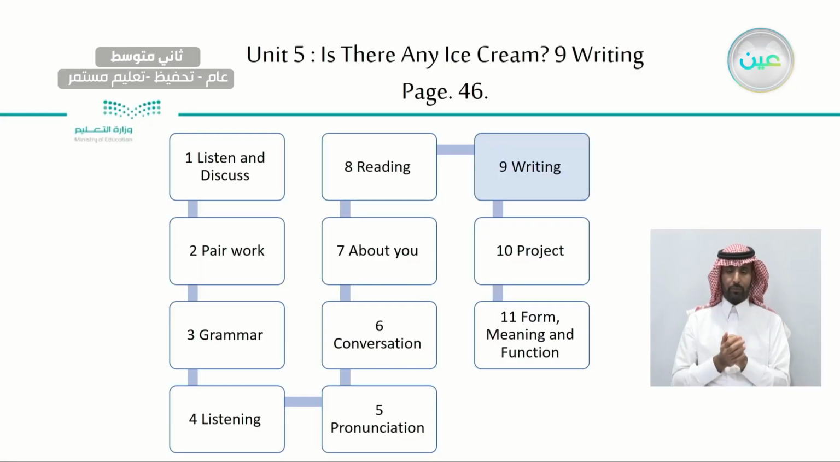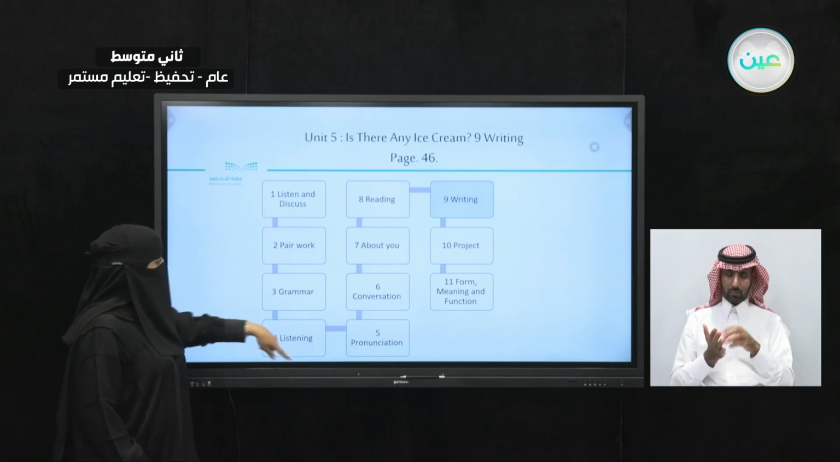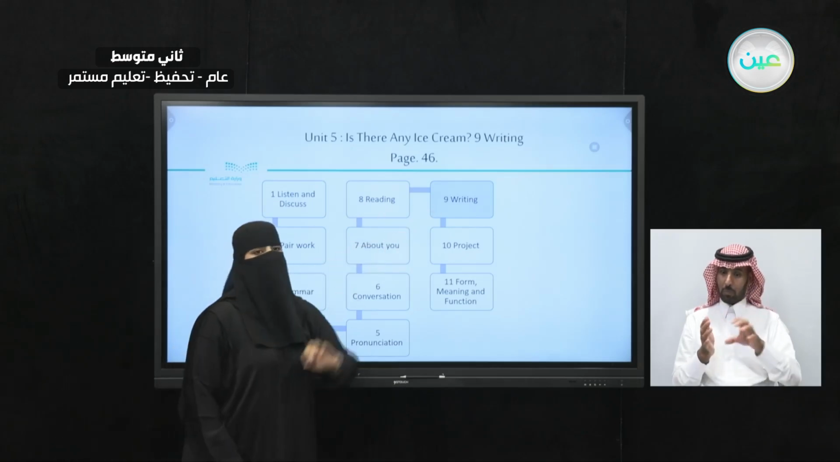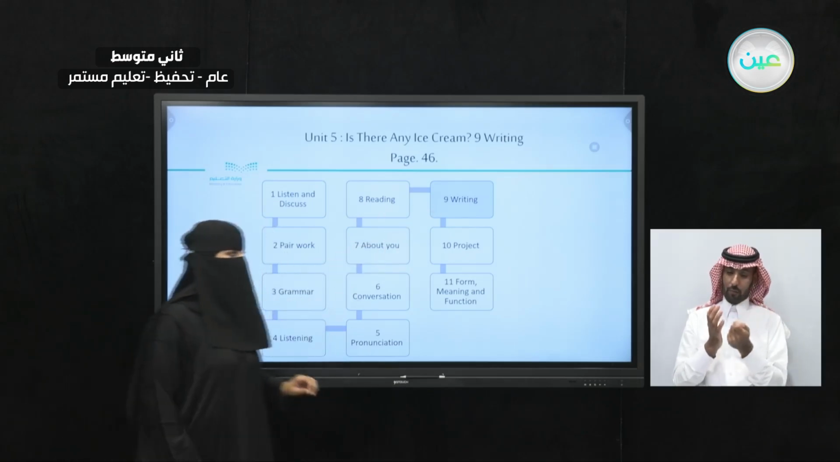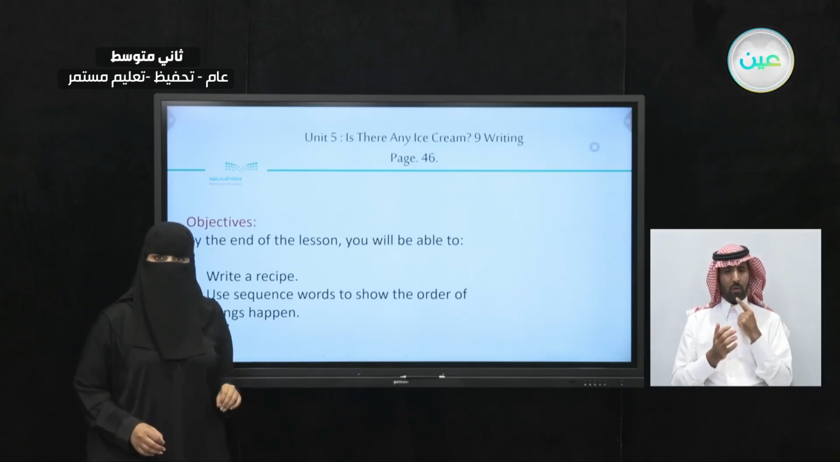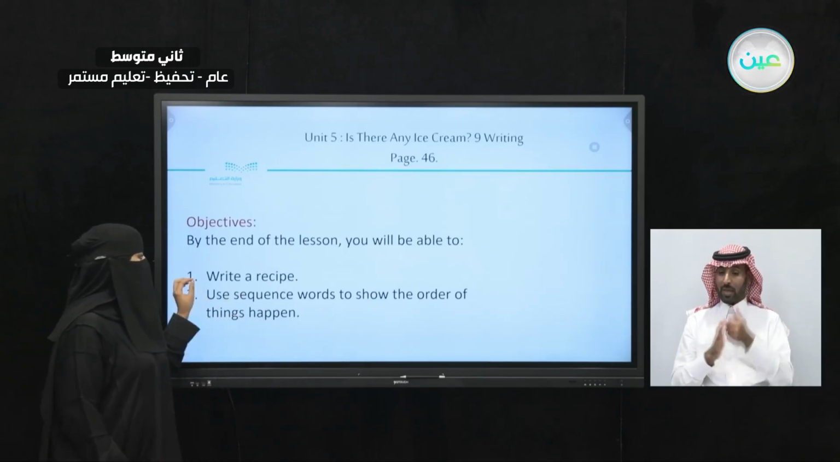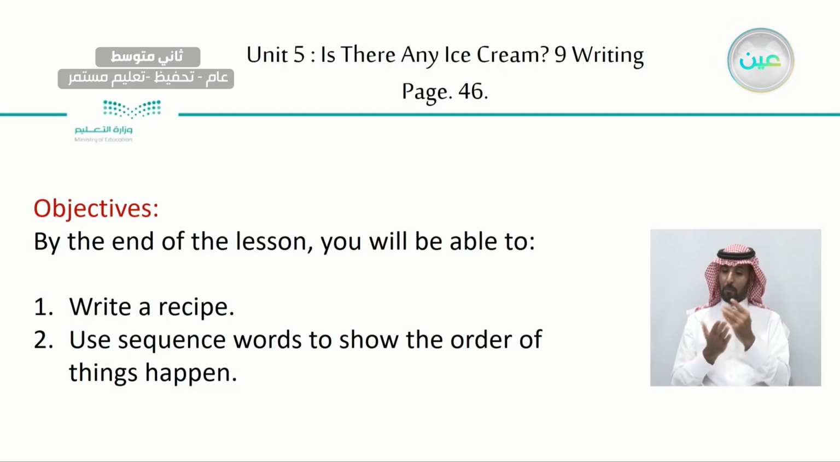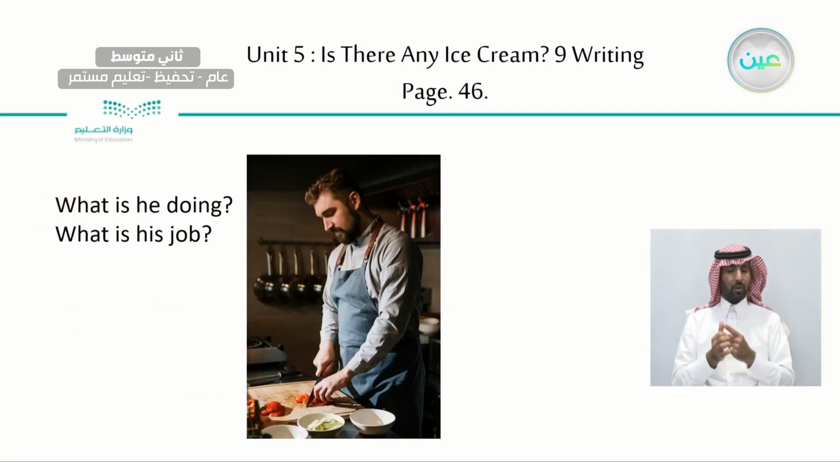Now, let's take a look at this unit's map. So we are done with all of these. Today, we are having a writing lesson. So what are we going to do in this lesson? By the end of this lesson, you will be able to write a recipe and use sequence words to show the order of things happening.